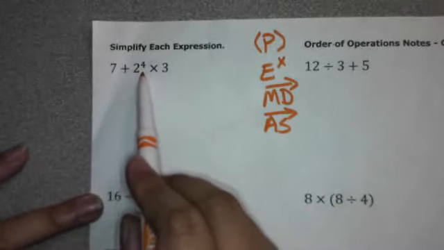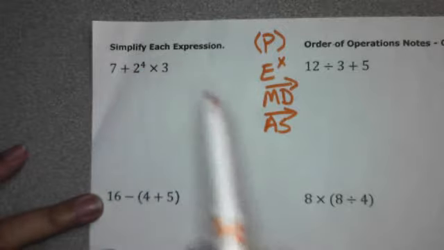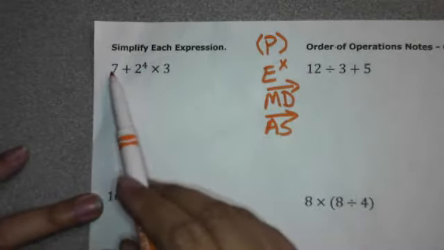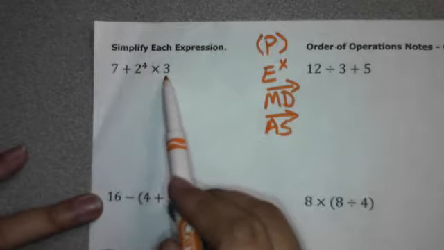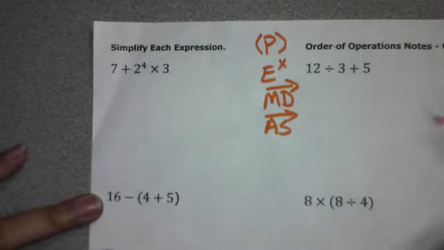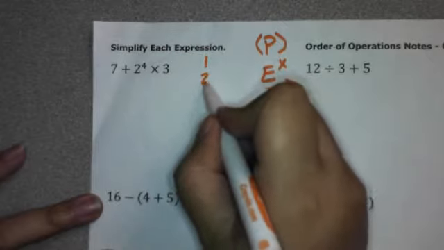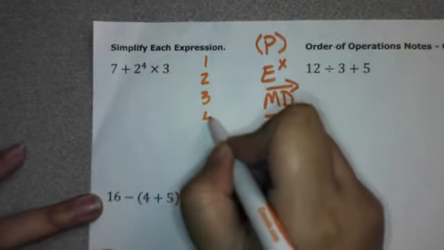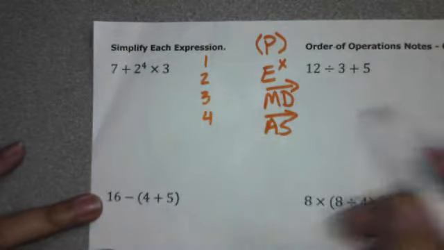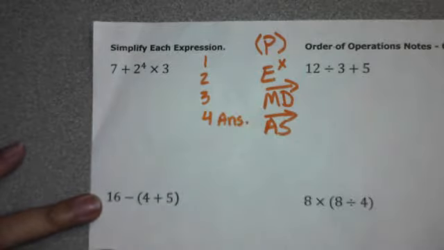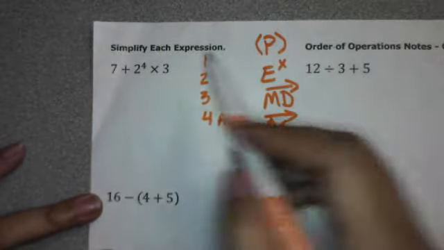7 plus 2 to the 4th power times 3. We're going to count the numbers. 1, 2, 3, 4. There are 4 numbers, so there are going to be 4 steps. So you're going to list 1, 2, 3, 4. The last step is always going to be your answer, so your answer is going to be step number 4.